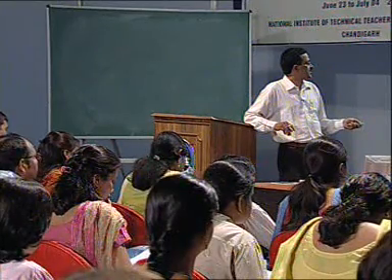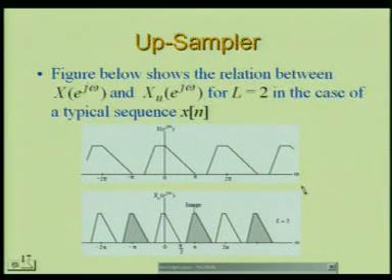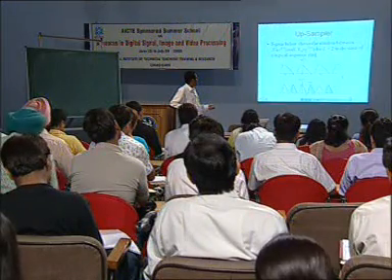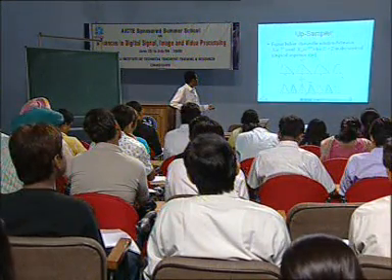So, here you can observe, here it is π, 2π. Here we are using the same scale, ω versus X_u(e^jω), 0 to π, here we have π by 2.